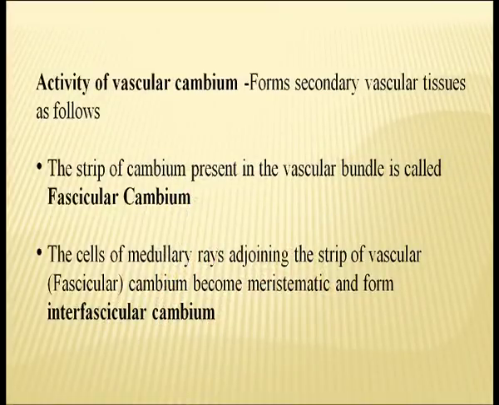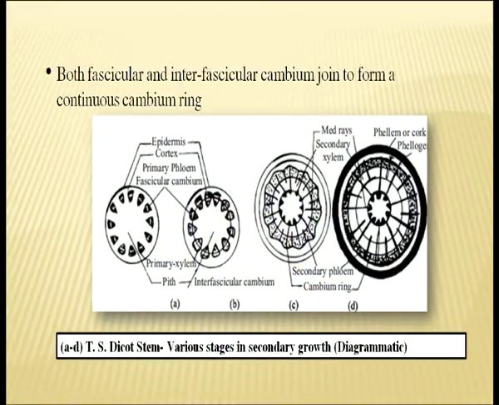Let us move on. The activity of the vascular cambium forming the secondary vascular tissue is as follows. The strip of cambium in the vascular bundle is called fascicular cambium. They are the cells having the power to divide. Now see this diagram, you can easily understand from this. In figure A, you can see a dicot stem with vascular bundles arranged in the form of a ring.